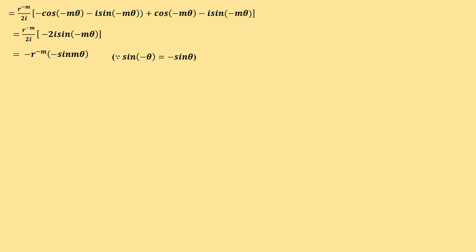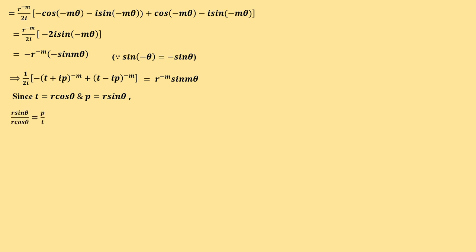So that is equal to minus into minus plus, therefore (1/2i)[(t + ip)^(-m) - (t - ip)^(-m)] is equal to r^(-m) sin(mθ). Since t is equal to r cos θ and p is equal to r sin θ, therefore r sin θ by r cos θ is p by t, r gets cancelled, tan θ is equal to p by t, so θ is equal to tan inverse of p by t, because we have to replace m and θ in terms of p and t, right?